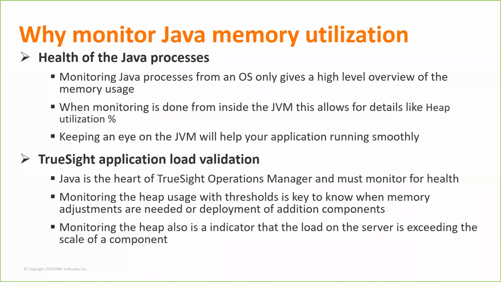This is the same with other Java-based applications as well, where you would have to determine based on the application whether 85 is a low number, and we need to look at maybe a higher number before we feel that we're in a bad place. But this is just the rule of thumb that we have for the TrueSight Infrastructure Manager server and the presentation server.